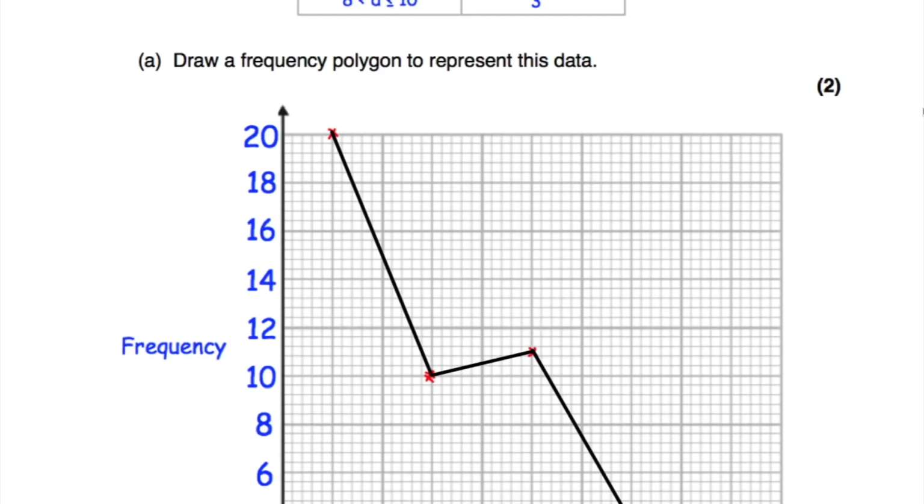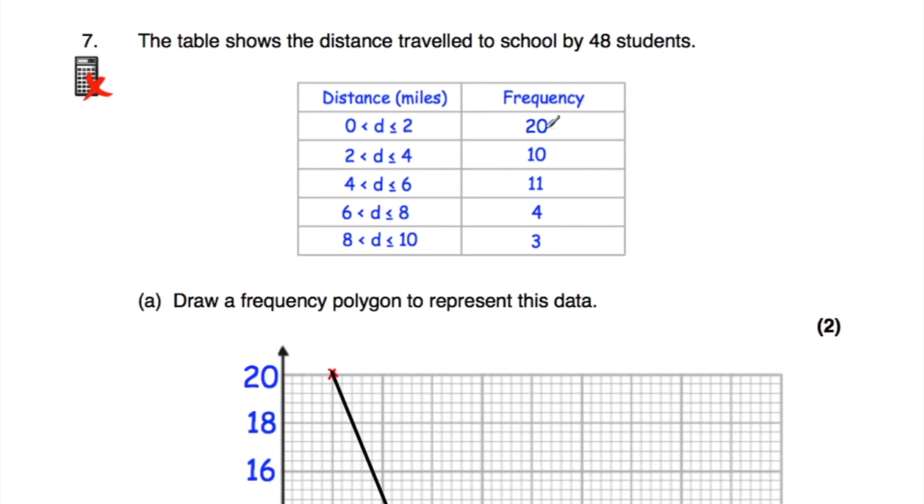Now we could look at the frequency polygon. I like to look at the table for this. So did those students travel more than 6 miles? No, they didn't. They traveled between 0 and 2. Between 2 and 4? No, they don't travel more than 6 miles. Between 4 and 6, well, it's 4 up to and including 6 miles.